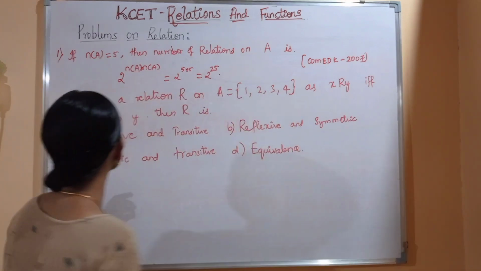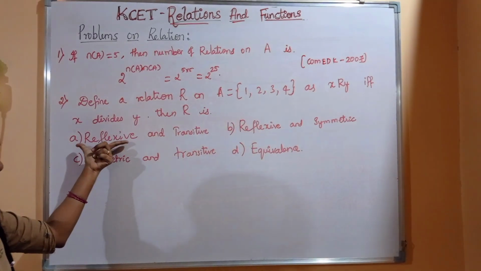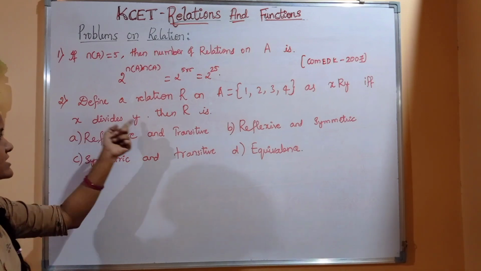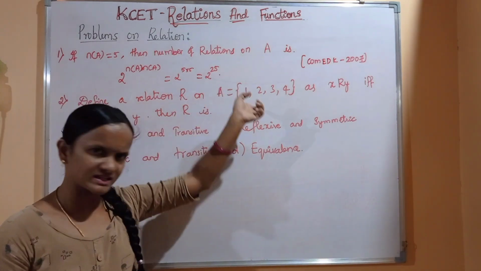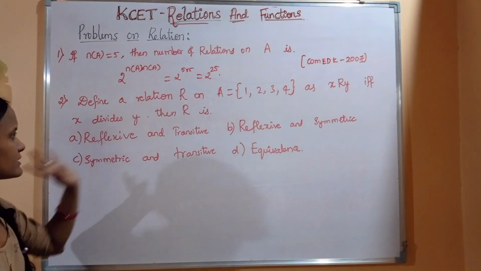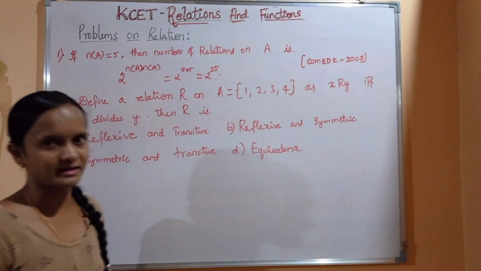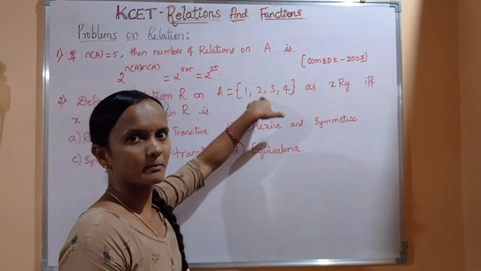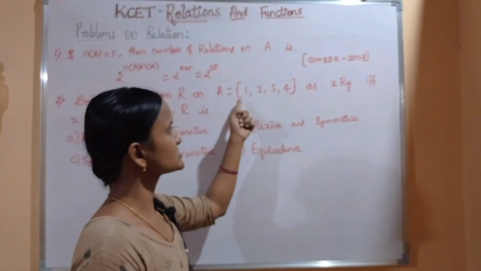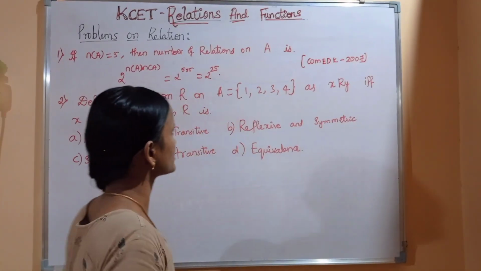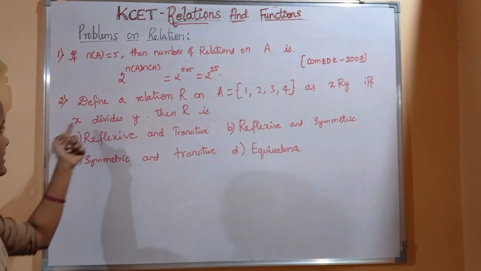Okay. Next, what is reflexive? x divides y means every element divides itself, right? So it is reflexive. Yes. What about symmetric? Let us check. 1 divides 2, but does 2 divide 1? Is it possible? No, it is not possible. So therefore it is not symmetric.